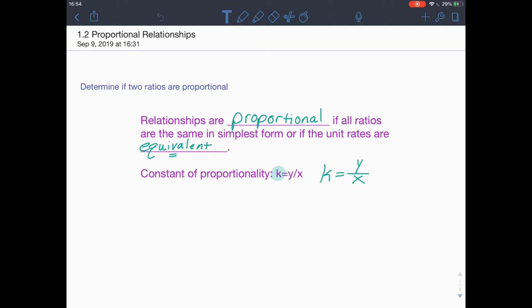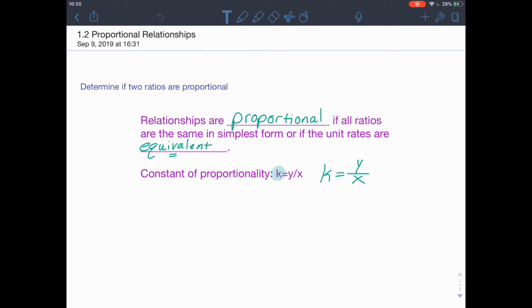We have a nice simple little formula you can use to find it. K is the letter that represents our constant of proportionality, and you just get it by taking your ratio written as a fraction, y over x, and again either simplifying it or you can turn it into a unit rate, which is a different way of thinking of simplifying our ratios.